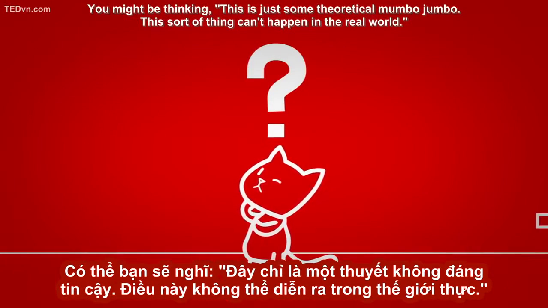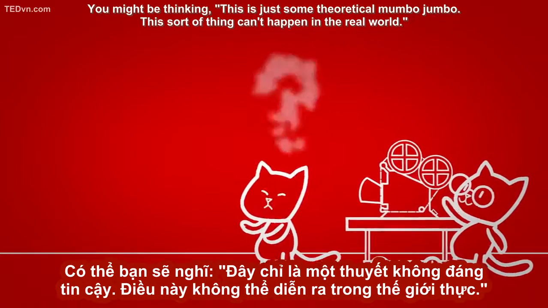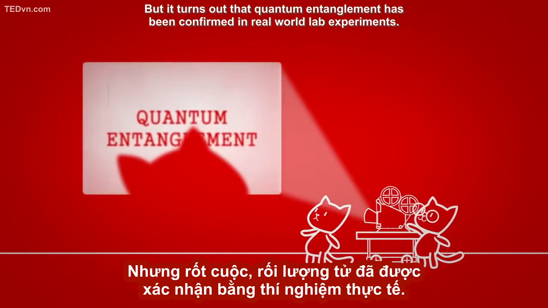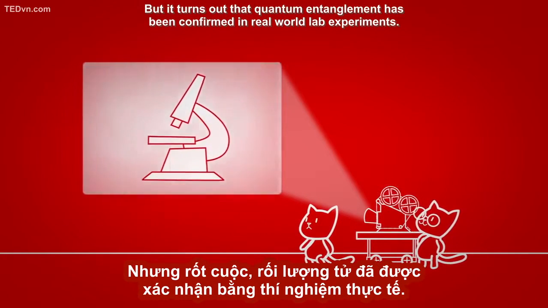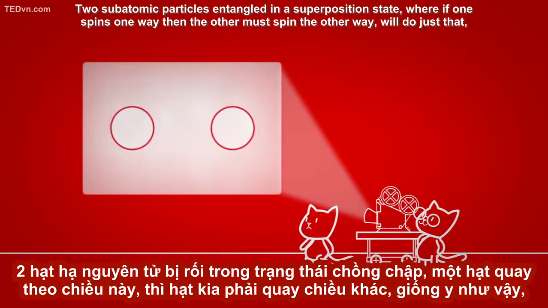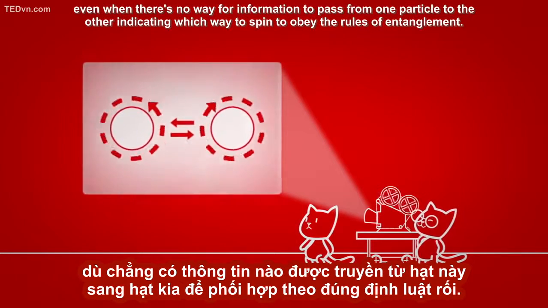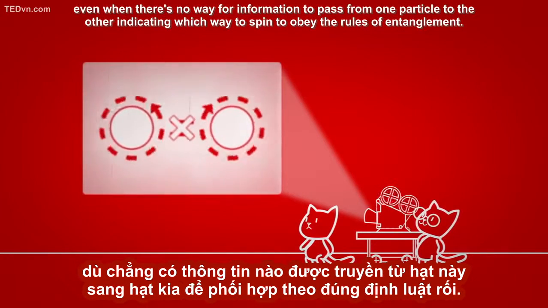You might be thinking, this is just some theoretical mumbo-jumbo. This sort of thing can't happen in the real world. But it turns out that quantum entanglement has been confirmed in real-world lab experiments. Two subatomic particles entangled in a superposition state, where if one spins one way, then the other must spin the other way, will do just that, even when there's no way for information to pass from one particle to the other, indicating which way to spin to obey the rules of entanglement.